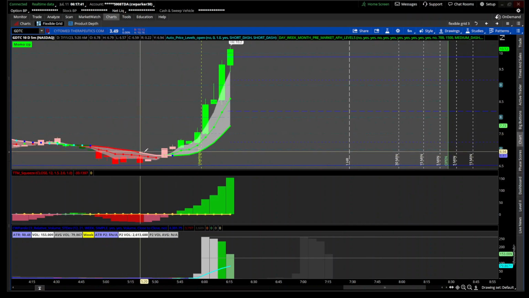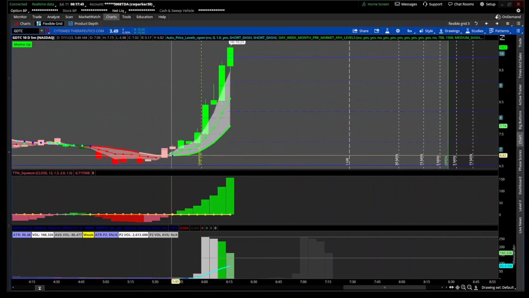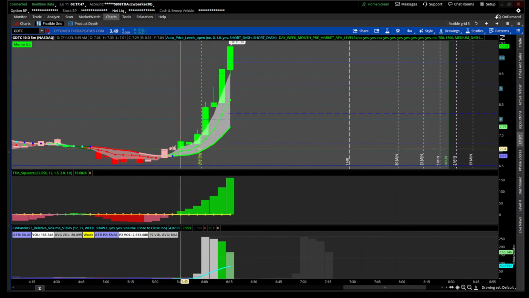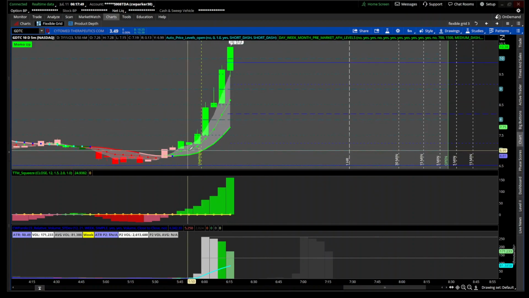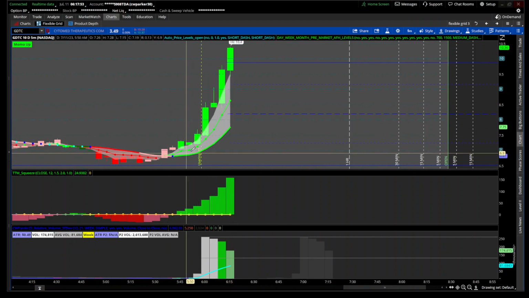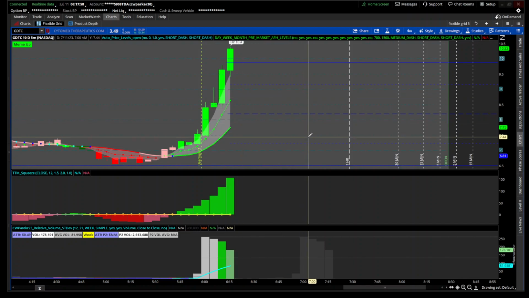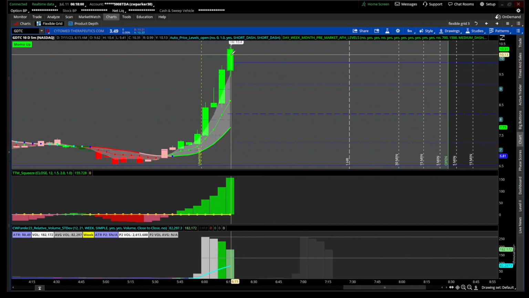So all these colors are according to the TTM squeeze. I left in my Momo, so the two move averages are moving up together. You'll get these green dots right here, and they just sit in the middle of the two move averages. And you can see how this stock is steadily pushing.